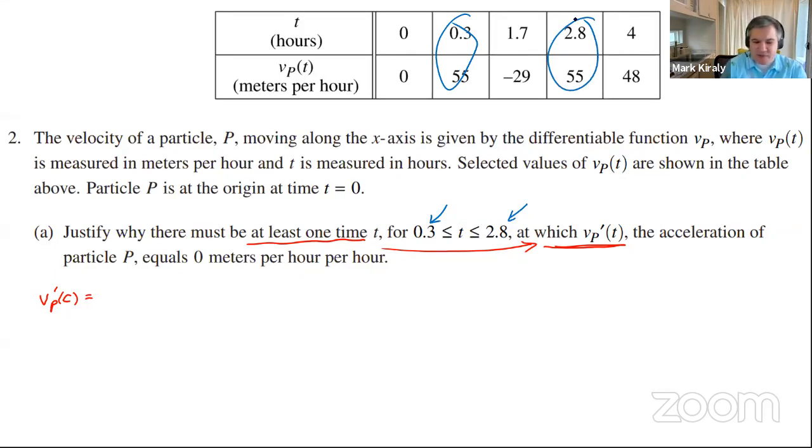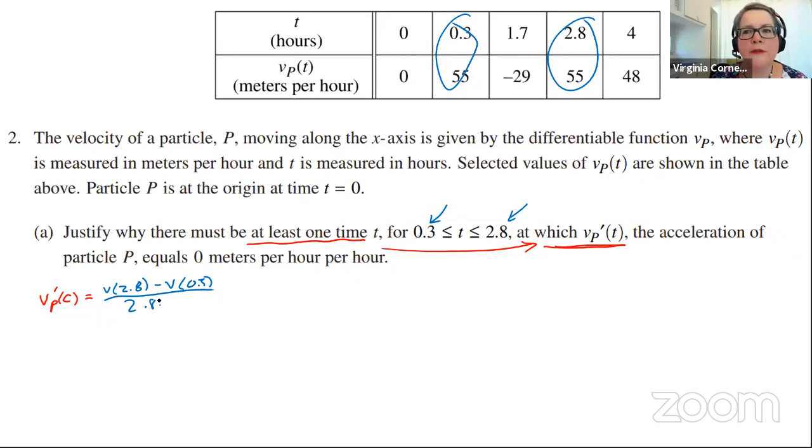And so I'm going to do my y values on top, right? So we're going to do v of 2.8 minus v of 0.3. By the way, your y values on top is a great reminder. We see so many students put the x values in the numerator, but we're calculating a slope here, change in y over change in x. Make sure your y values are in the numerator.